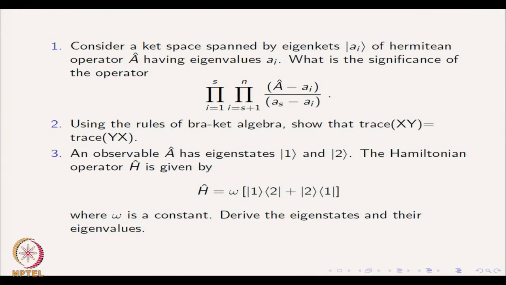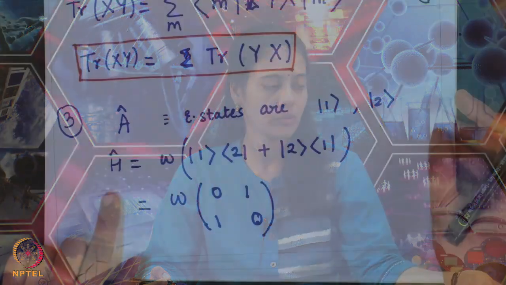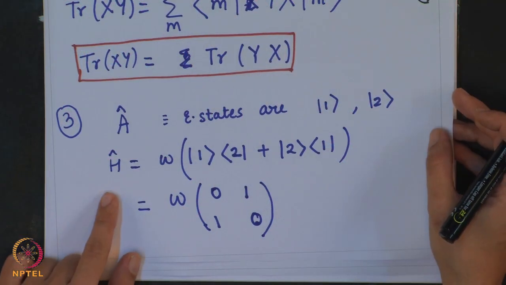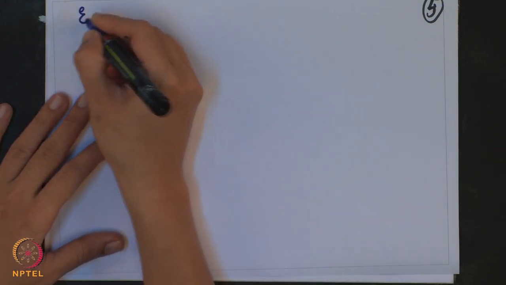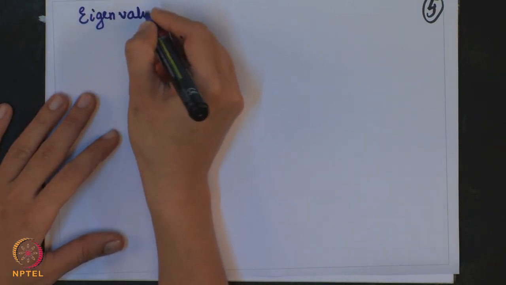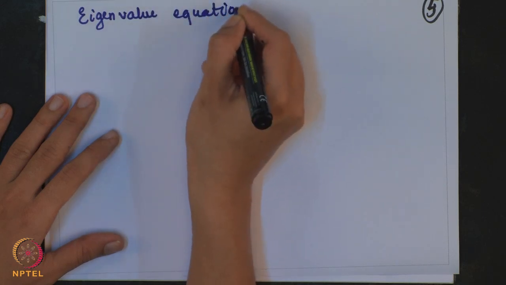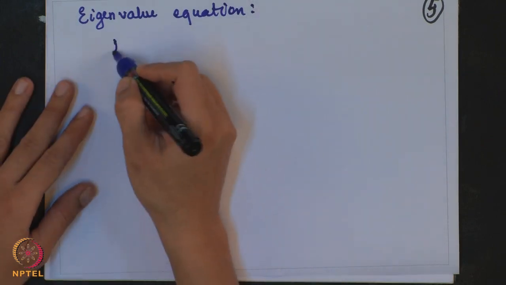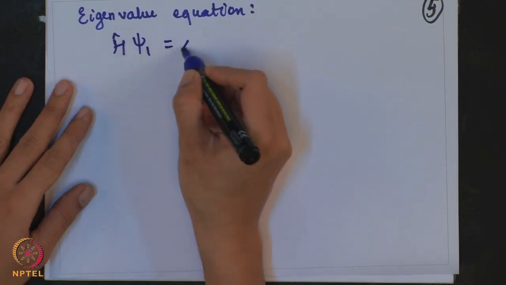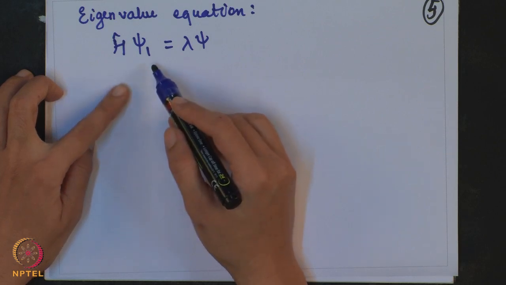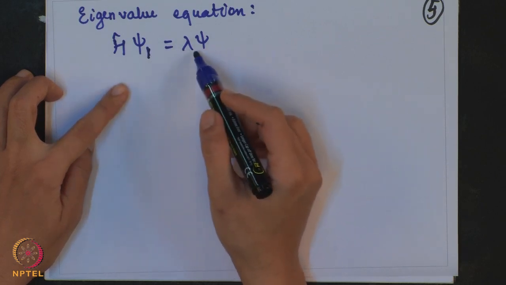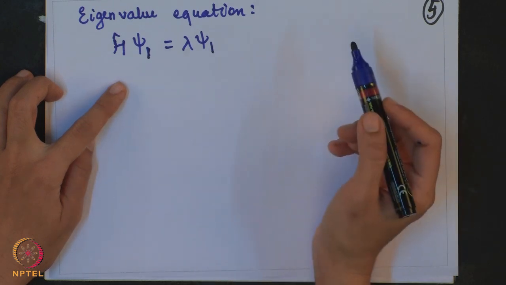So going further to the next part of this problem, where you have to calculate the eigenstate and the eigenvalue. You can see from this Hamiltonian operator and guess the eigenvalues. It's very simple. So, you remember the eigenvalue equation. Those who do not know how to calculate, let me demonstrate again. This is the eigenvalue equation: operator H on the eigenvector psi 1 is equal to lambda psi 1, where lambda is the eigenvalue and psi 1 is again the eigenvector.